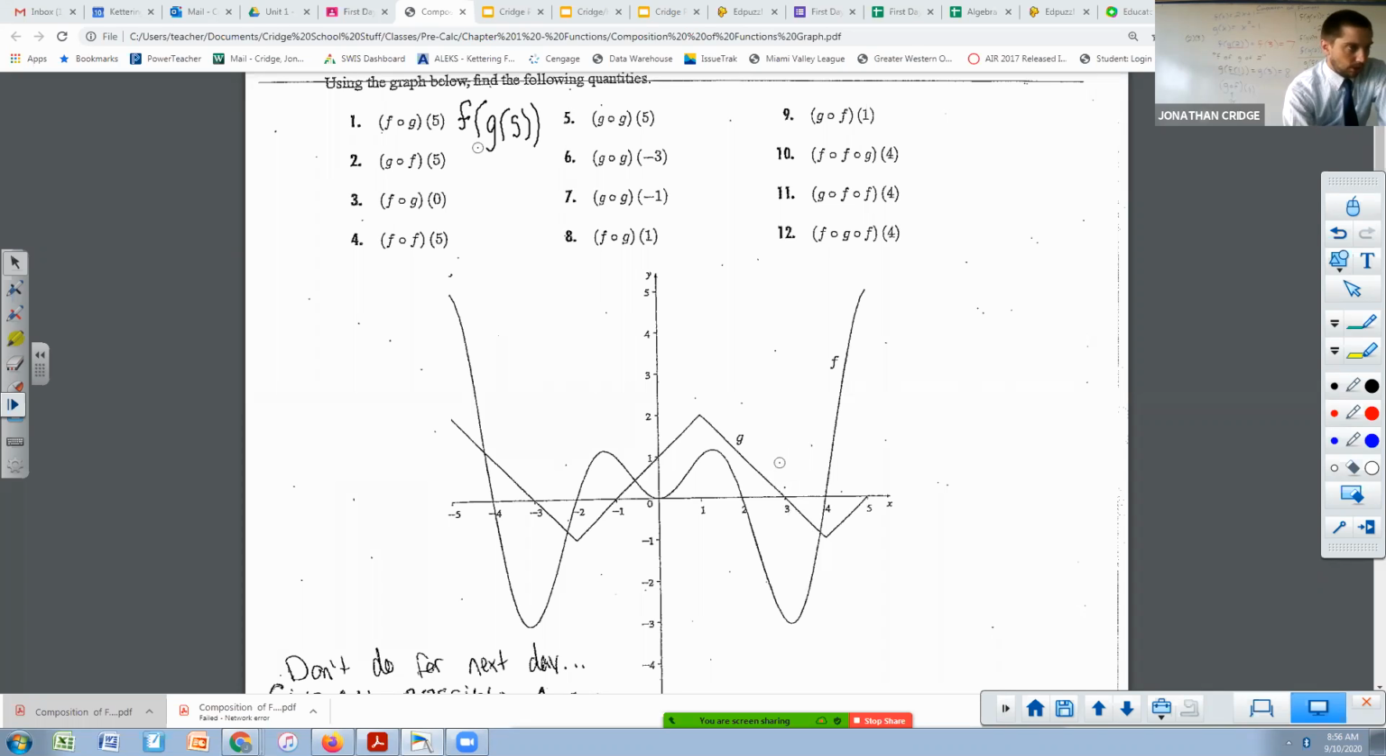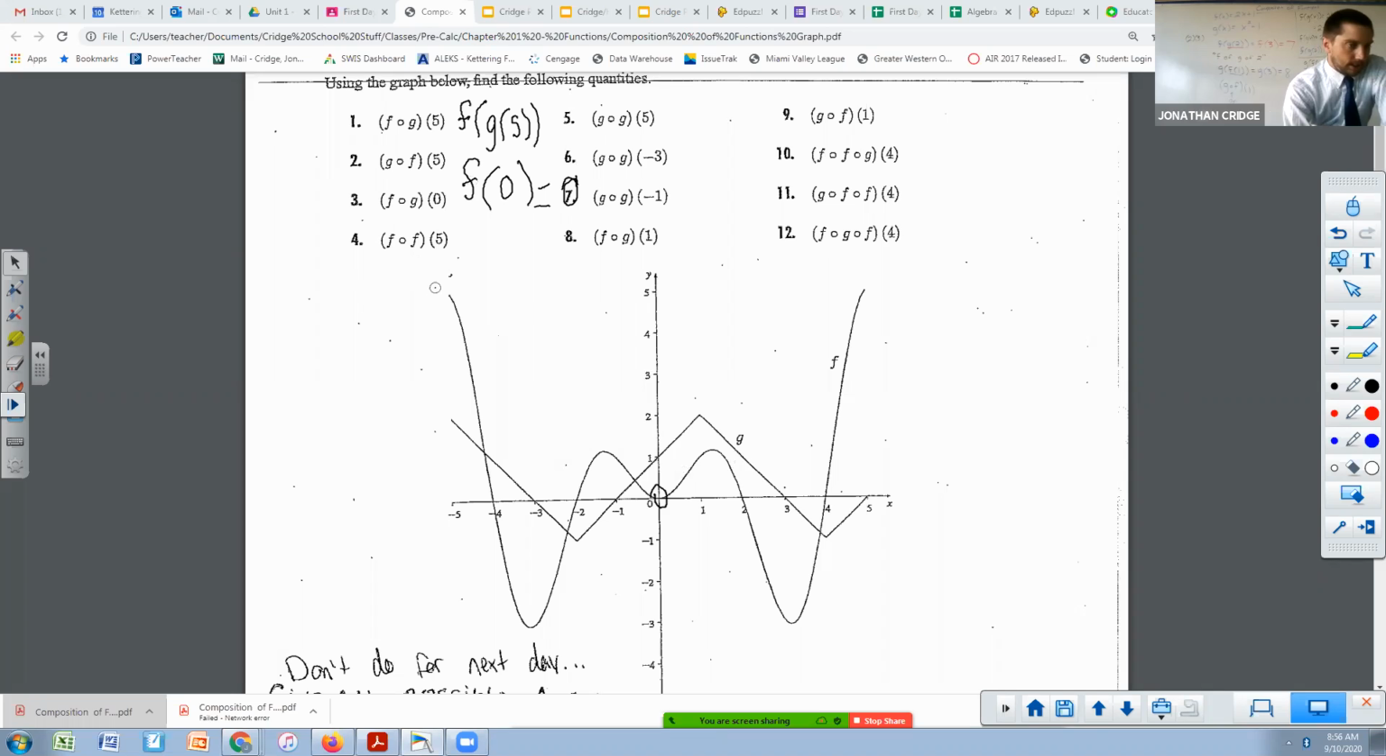Okay? So if G of 5 is 0, then really I'm looking for F of 0. So now I'm looking at my curvy graph. F of 0 looks like it's right here at the origin. So F of 0 is 0. So that means that F of G of 5 would also be 0. Okay? And that's how we did that first one. So I'm going to give you a chance to see if you can do one on your own, or maybe I'll do one more with you.